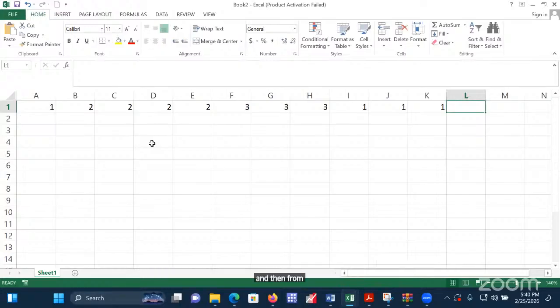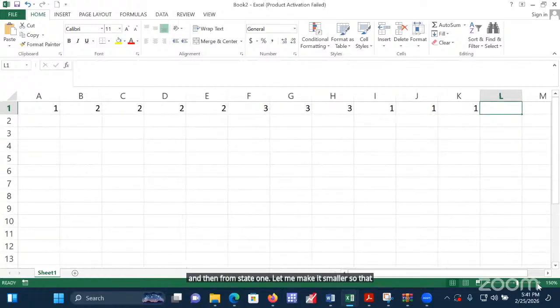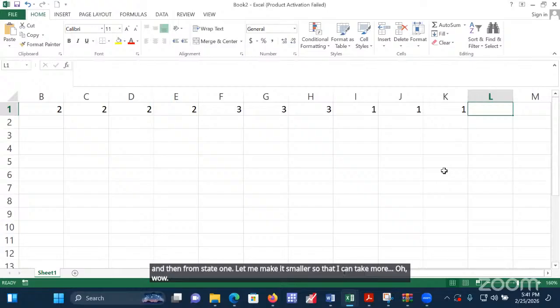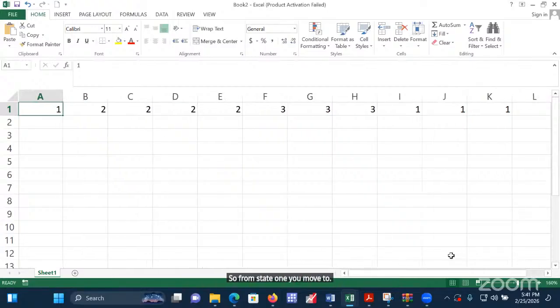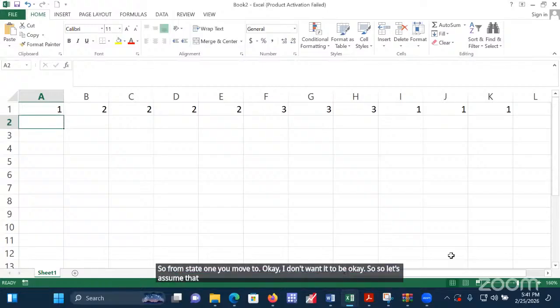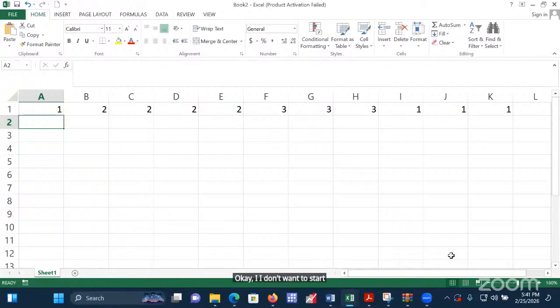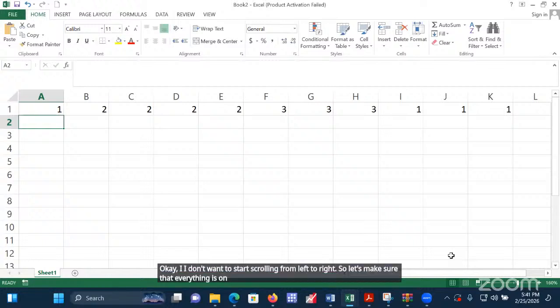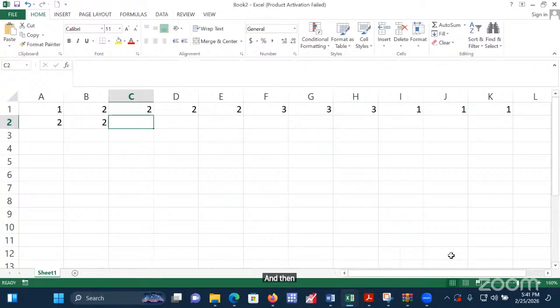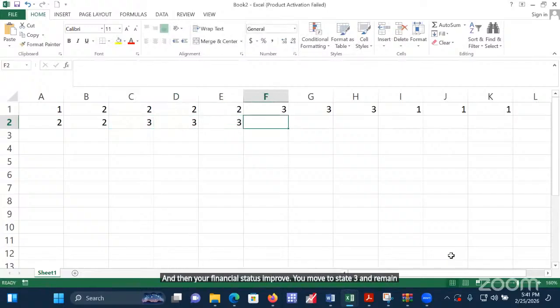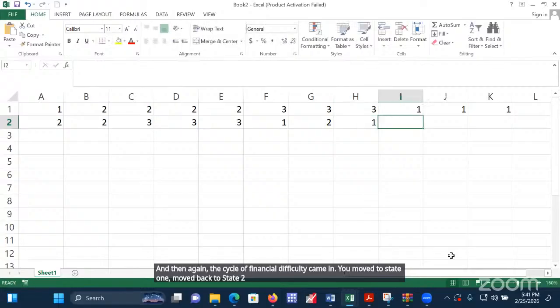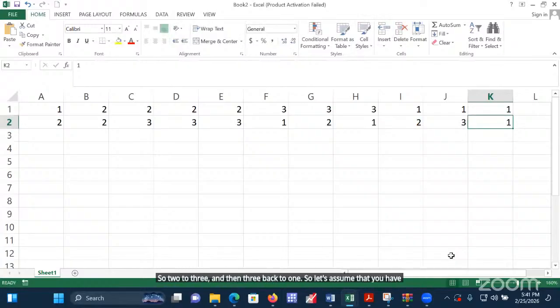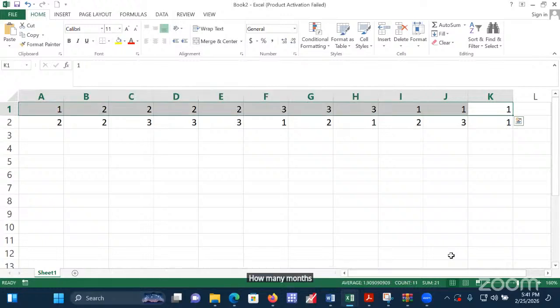And then from state 1, let me make it smaller so that I can take more. So let's assume that the second line is a continuation. I don't want to start scrolling from left to right, so let's make sure that everything is on one page. So from state 1, you move to state 2 and remain there for a while. And then your financial status improves. You move to state 3 and remain there. And then again, the cycle of financial difficulty came in. You move to state 1, move back to state 2, move to state 1, move back to state 2, to 3, and then 3 back to 1. So let's assume that you have been observed for how many months now? 22 months.